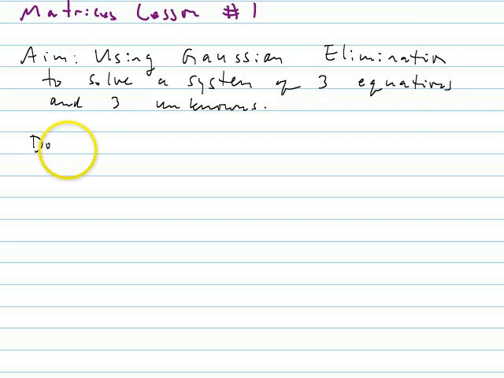And for the do now, I'd like everybody to do two 2x2 systems of equations. So the first one is 2x plus 3y equals 9, and 4x plus 5y equals 17. This is just a review question.